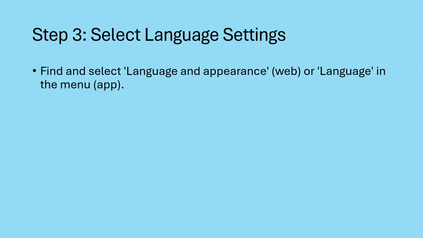Step 3, select Language Settings. Find and select Language and Appearance on web or language in the menu app.